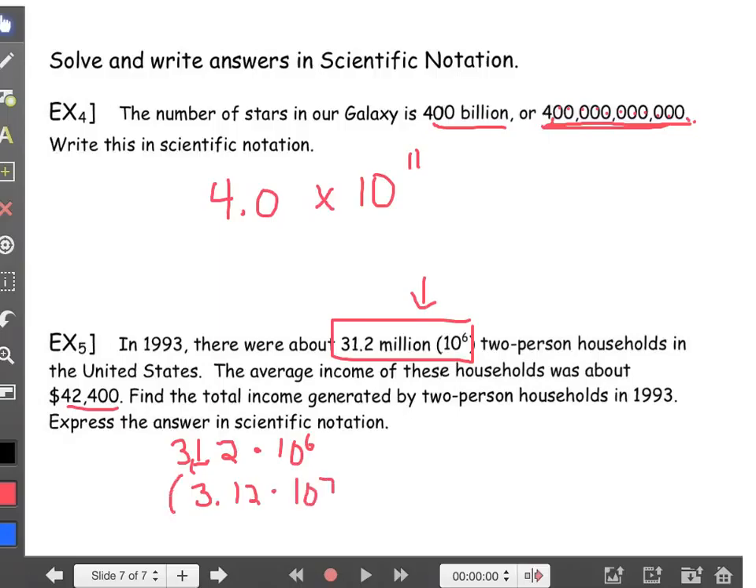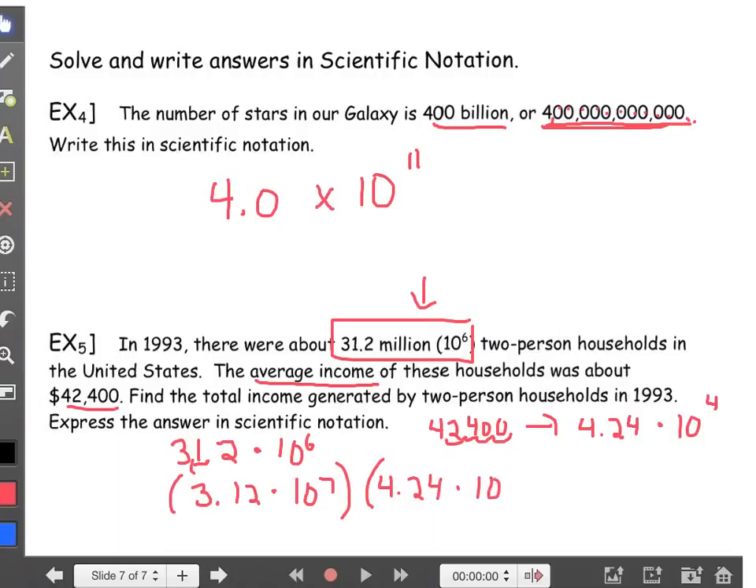And then I'm going to multiply that, because that's the number of two-person households, by the average income, and the average income is 42,400. I'm going to write that in scientific notation. So that's going to become 4.24 times 10 to the, and then we have to figure out 1, 2, 3, 4, so times 10 to the 4th. So I'm going to multiply 4.24 times 10 to the 4th by this first number.